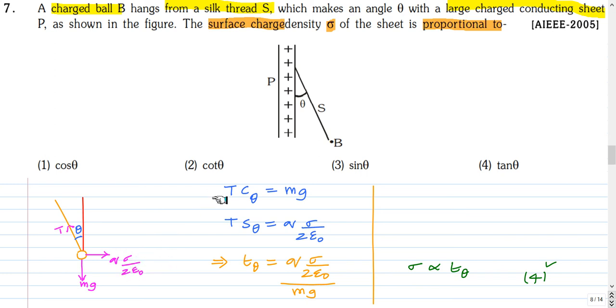So now writing the force balance equation in the vertical direction and the horizontal direction, we get T cos theta equal to mg and T sin theta equal to Q into sigma by 2 epsilon naught. We can eliminate the tension by dividing these two. So we get tan theta equal to Q into sigma by 2 epsilon naught divided by mg. Q, the mass and the constants. So sigma is directly proportional to tan theta. So the surface charge density is proportional to tan theta. If the surface charge density is more, then the angle of repulsion will be more, so theta will be more. So the correct option is option 4.